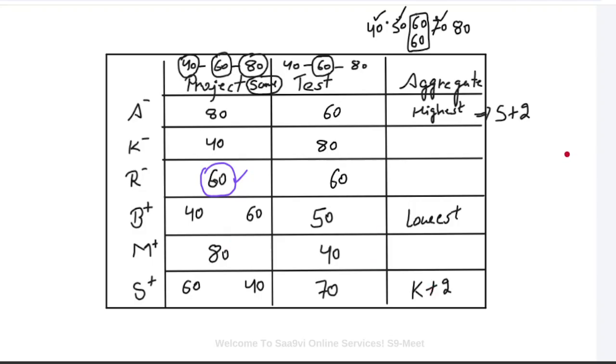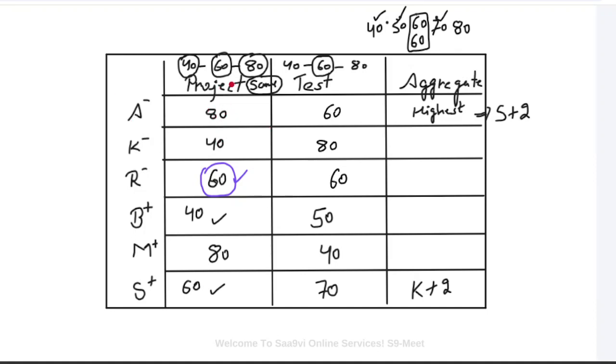So if this is the lowest, then this has to be 40. The 60 we can ignore. This is 40 and S got 60. Now how A got the highest, let's understand that also. Now let's put in the numbers.